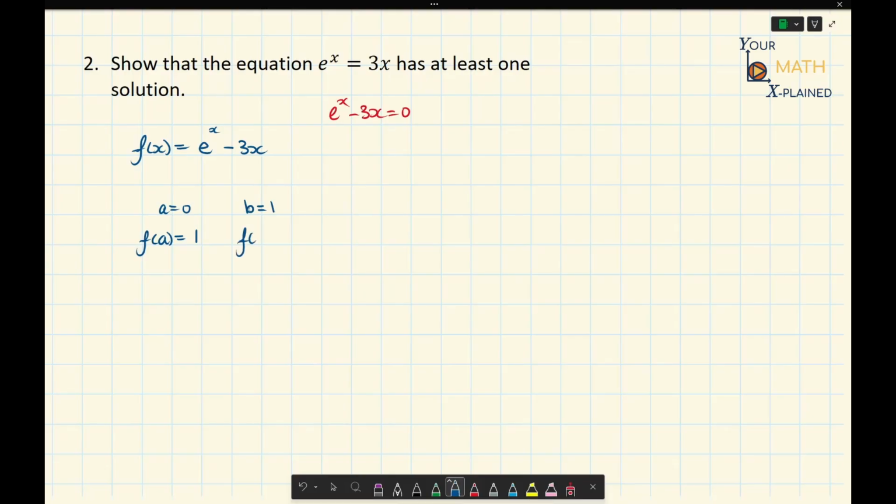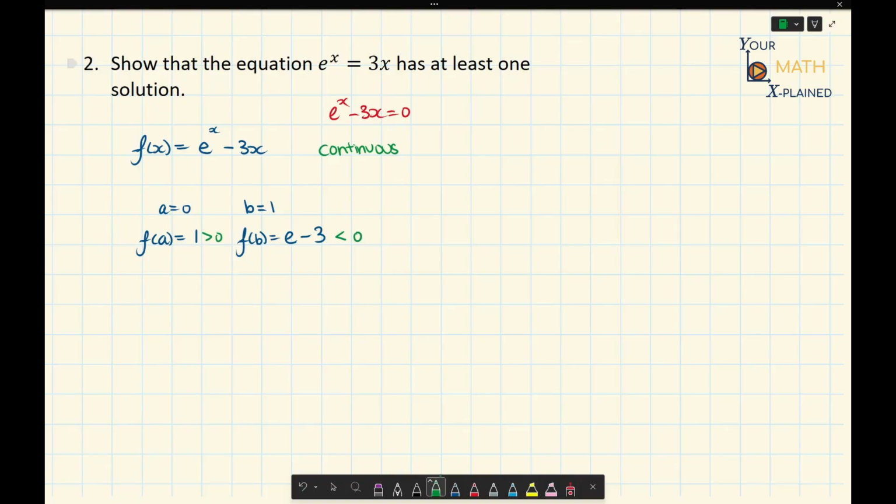So now f of b is going to be e to the power of 1 minus 3. So now e is 2 point something. So 2 point something minus 3 is going to give us a negative number. So therefore, we have f of b is less than 0, and then we have f of a is greater than 0. And of course, the most important thing is that our function f of x is continuous.